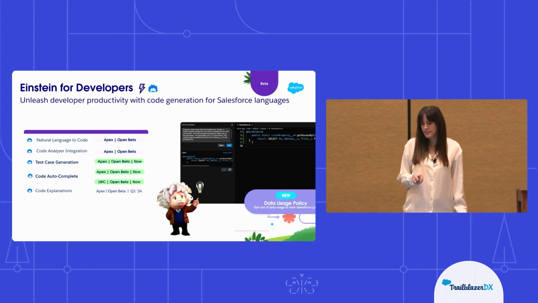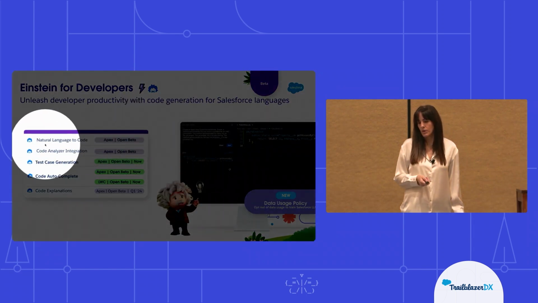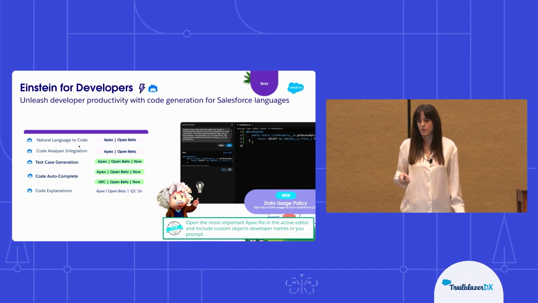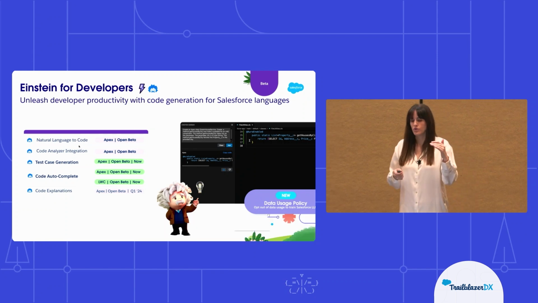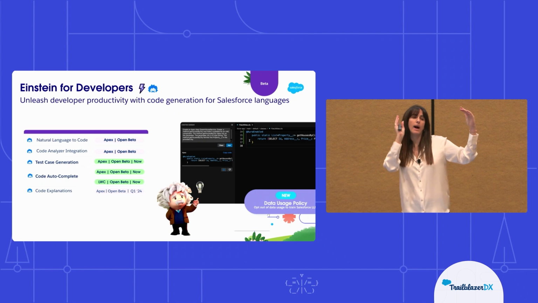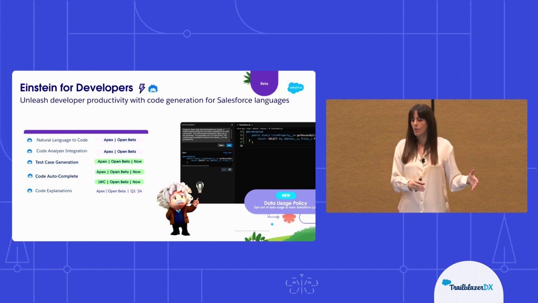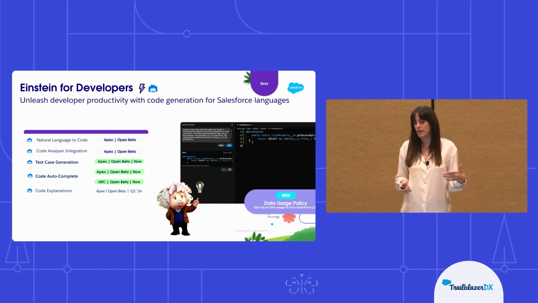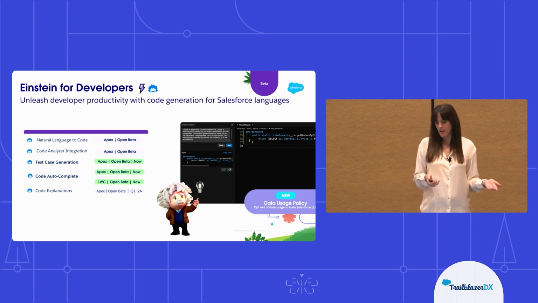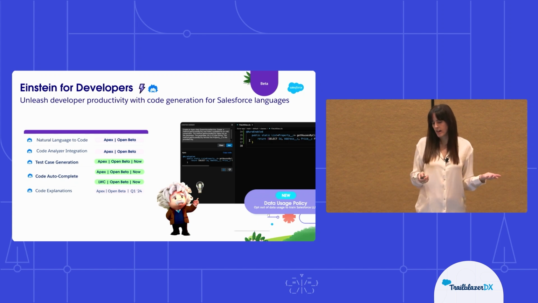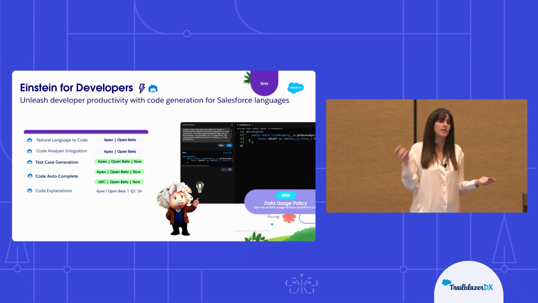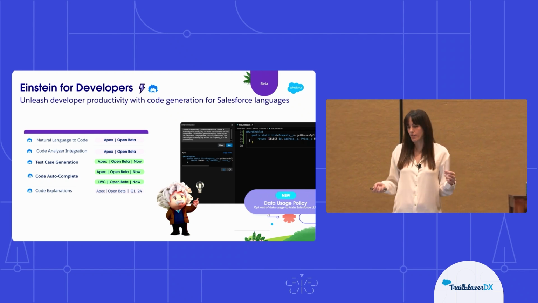In the initial release, what was provided was the ability to add a sidebar in Visual Studio Code where you can ask Einstein to generate code. It only works for Apex so far, but you can, of course, use it. And LWC is on the roadmap. Also, the Code Analyzer integration was released. This is fully integrated with Code Analyzer.